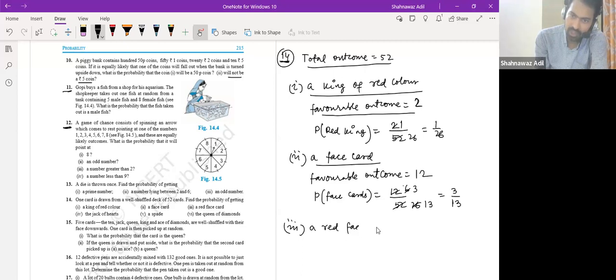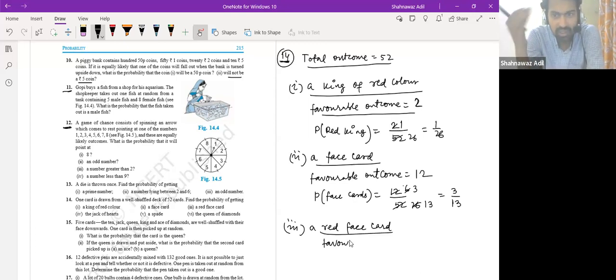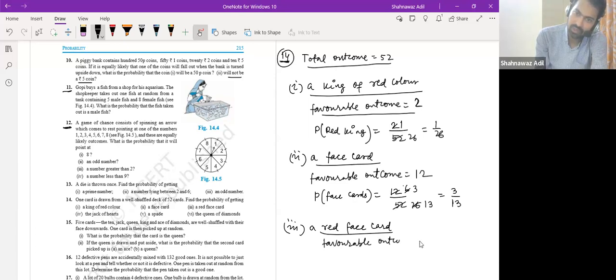The third question is a red face card. How many red face cards do we have? 6, right? 3 diamonds and 3 hearts. So the probability is 6 by 52, which is 3 by 26.